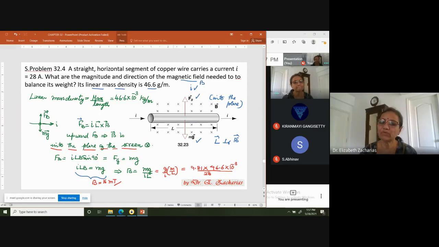What is m by L? Linear mass density. We have already got it here. So just substitute. g is 9.81, current is 28 amperes. Then put in your linear mass density and you get your magnetic field.